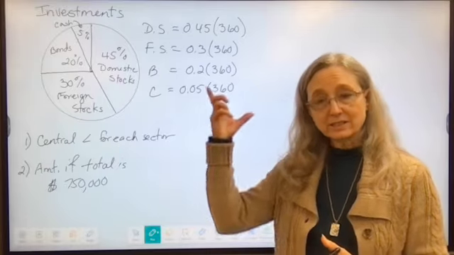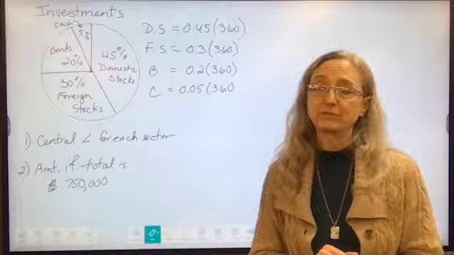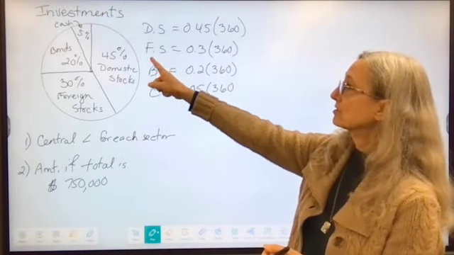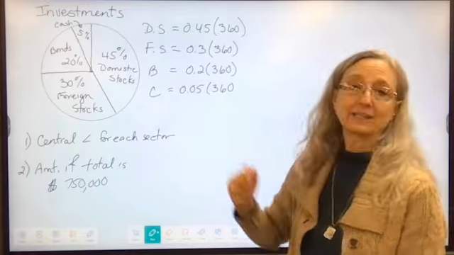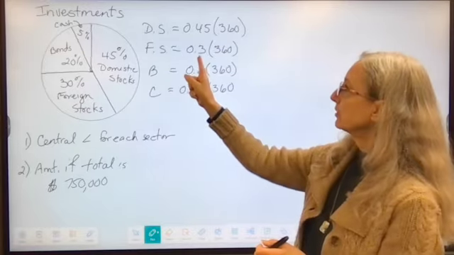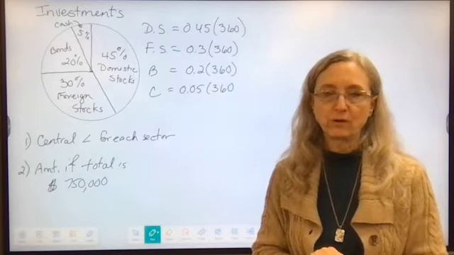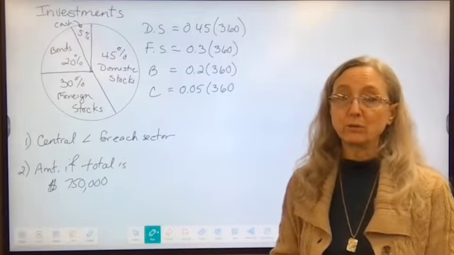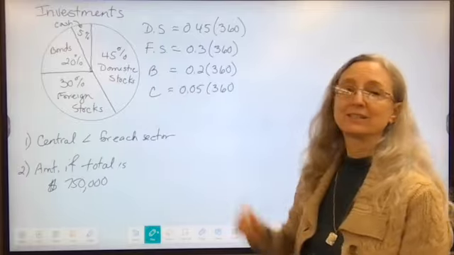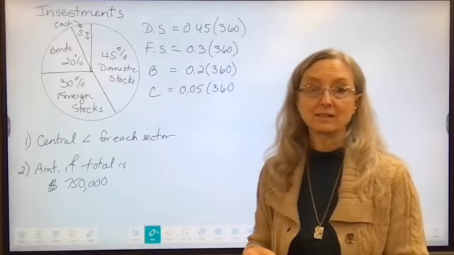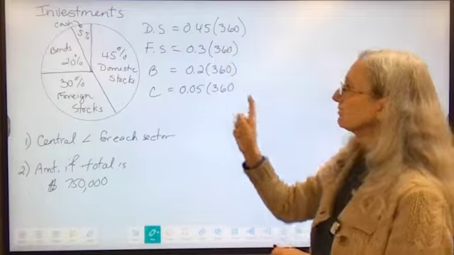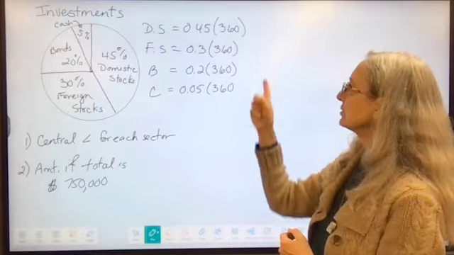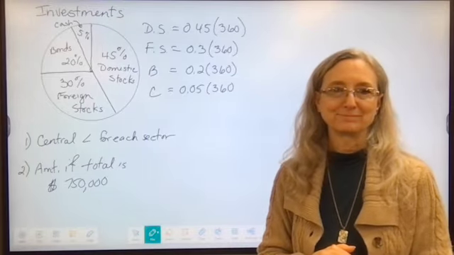So here is a list of what we're going to put into our calculator for each category. These are my abbreviations for domestic stocks, foreign stocks, bonds, and cash. And here are their percentages in decimal form. Be really careful when you have small percentages like 5 that you don't put 0.5. Remember, it's 0.05. That's a common mistake. You multiply each one of those percentages by 360. That will give you the measure of the central angles.